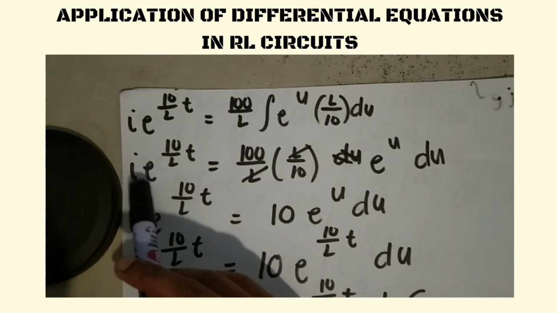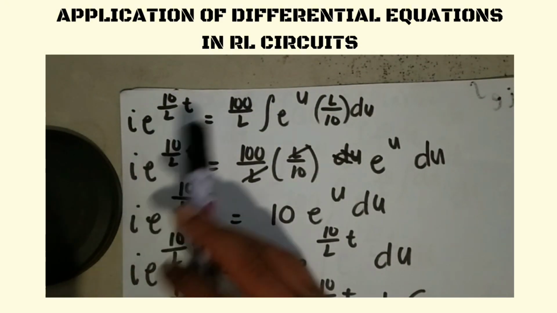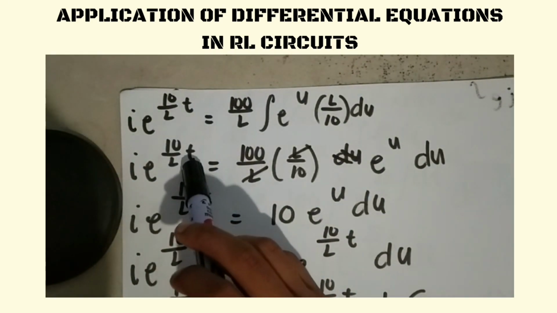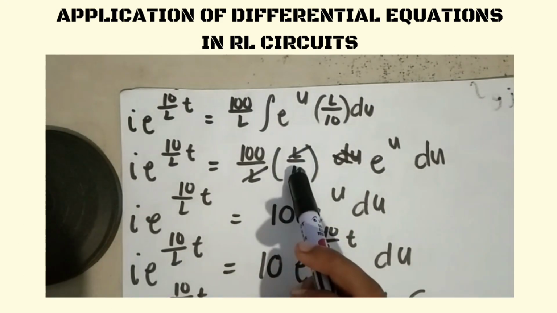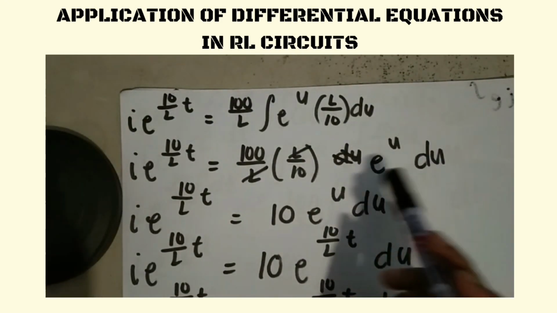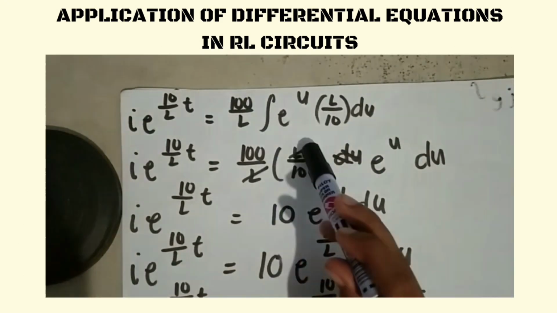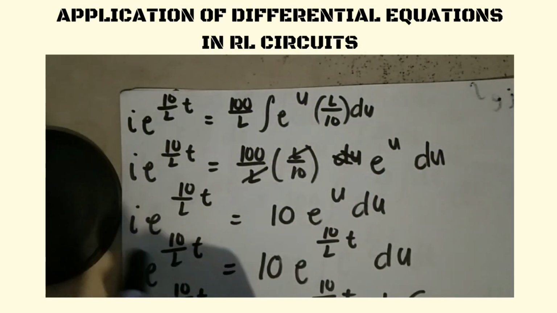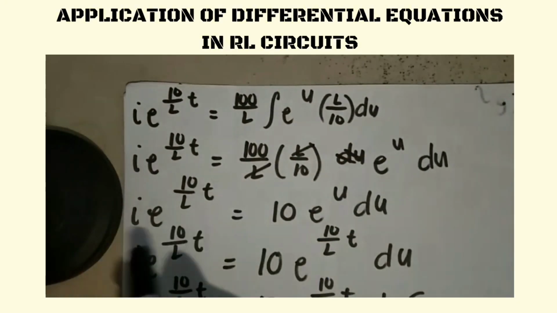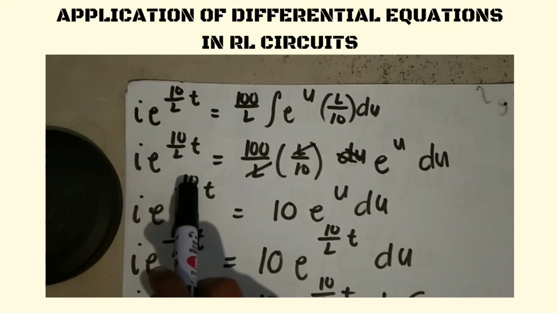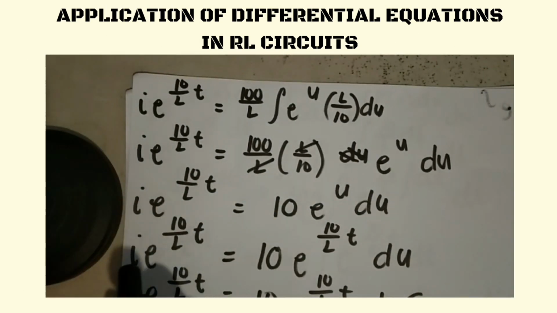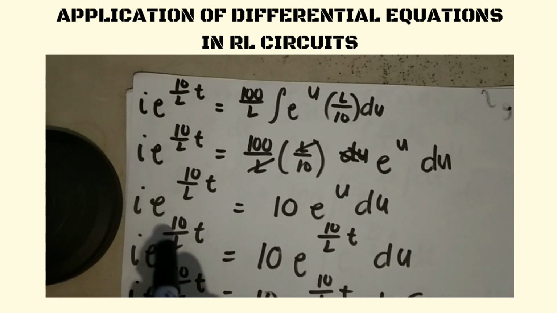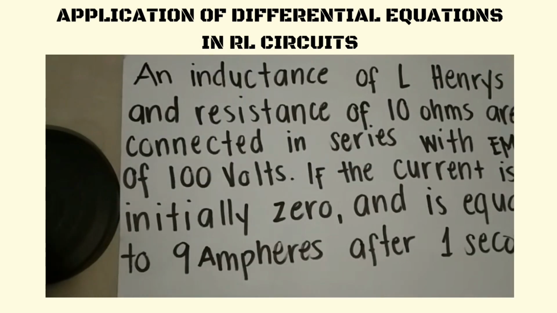I times e raised to 10 over L t is equal to 100 over L times L over 10 integral of e raised to u du. Let's cancel this L. Then I times e raised to 10 over L t is equal to 10 integral of e raised to u du.